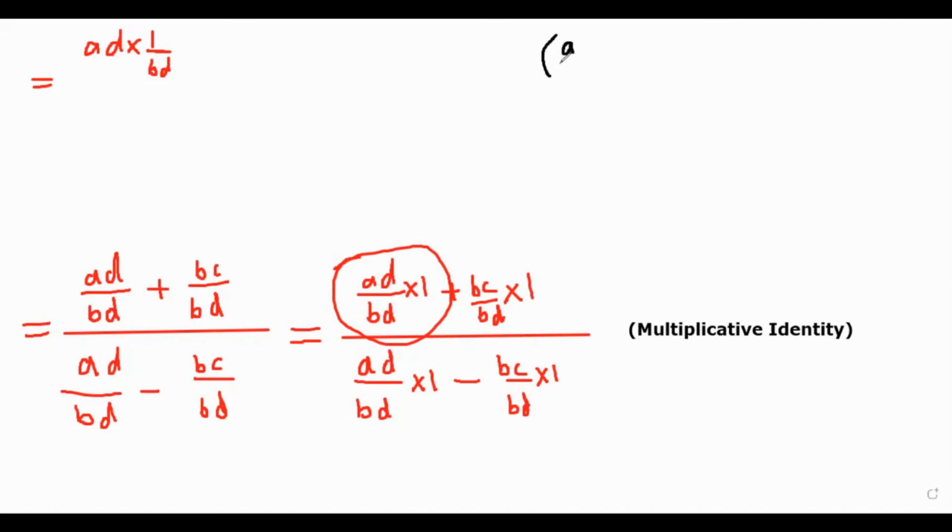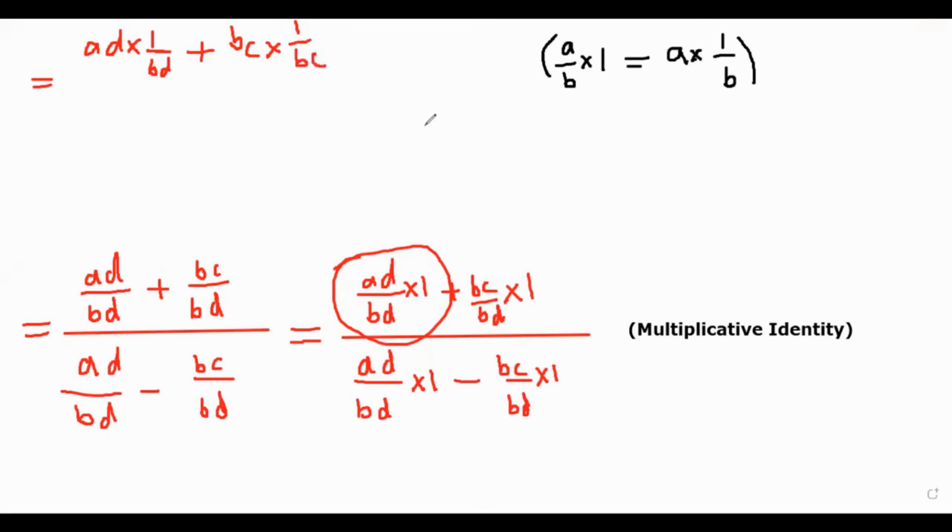and according to that property, we can write A by B multiplied by 1 equals A multiplied by 1 by B. So this is the property of the real numbers, and it is being applied here. So AD multiplied by 1 by BD, and on a similar basis, BC is going to be multiplied by 1 by BD.